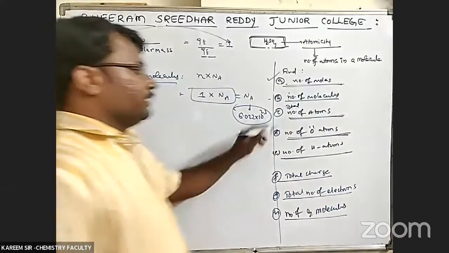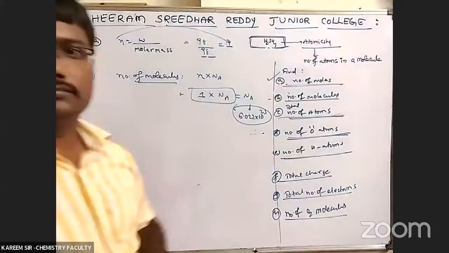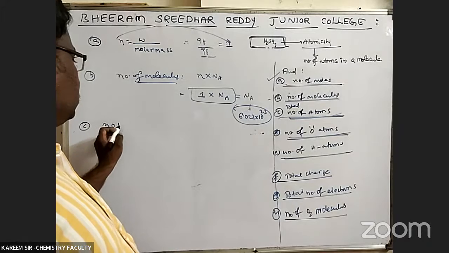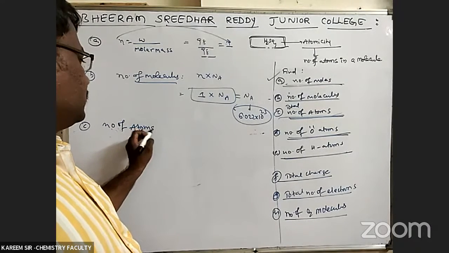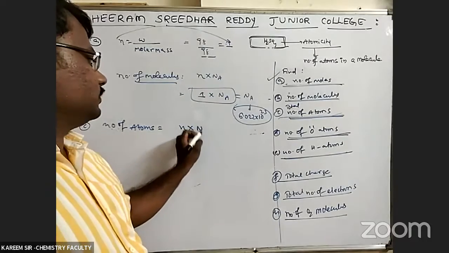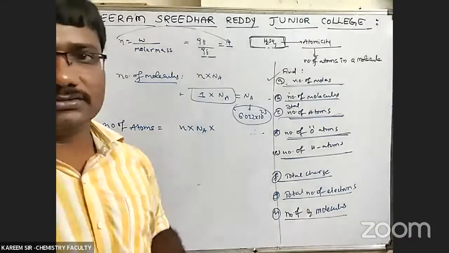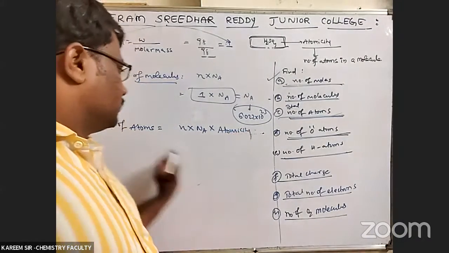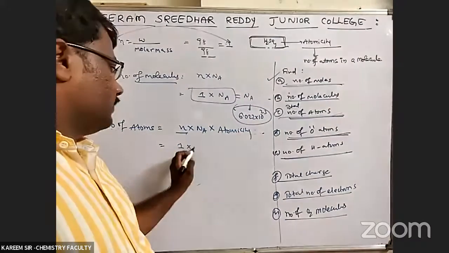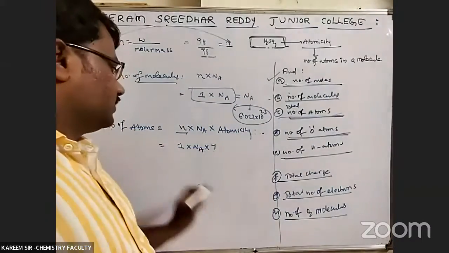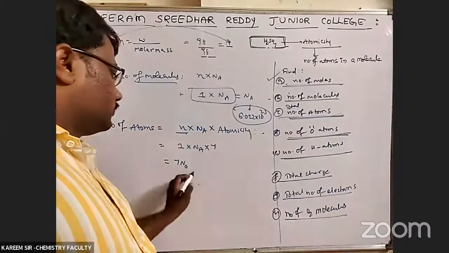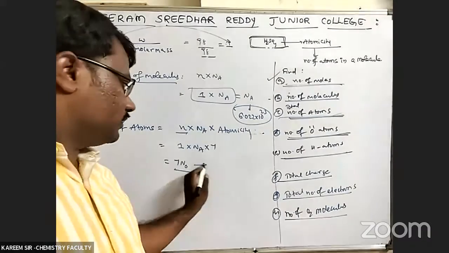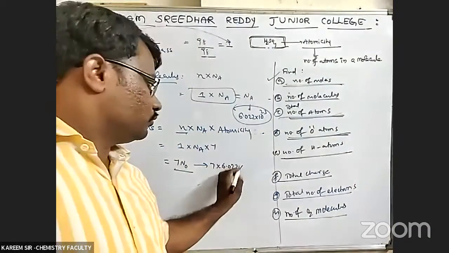Next, number of atoms. What formula did I tell for the number of atoms? Number of moles into Avogadro number into atomicity. Number of moles is 1, Avogadro number we know, and atomicity is 7. So 7 N naught. If you want the exact value, 7 into 6.022 into 10 power 23.